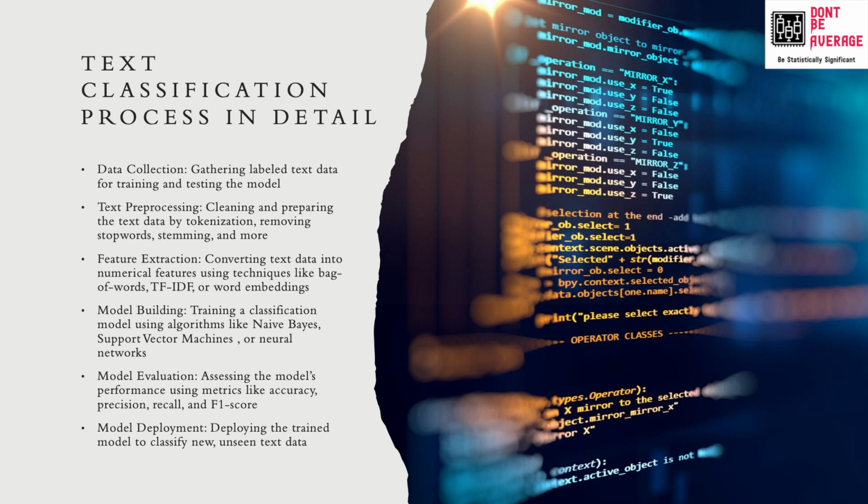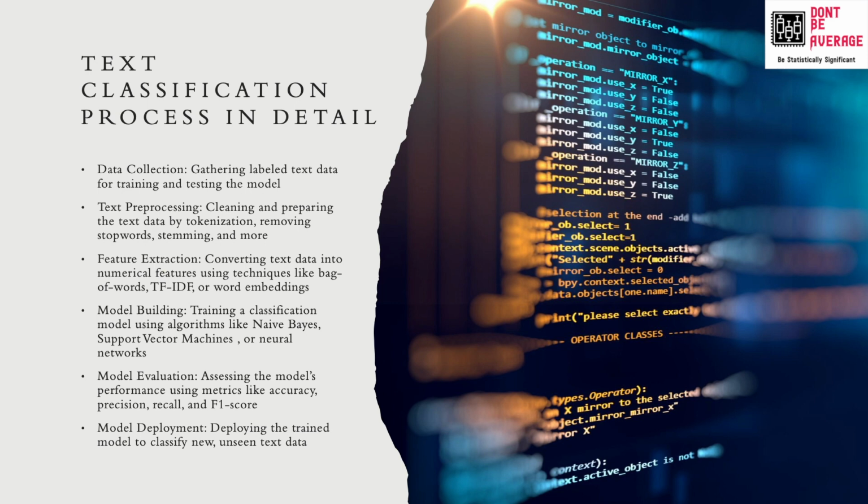The next step is model building. So now that you have the data ready, instead of text, you have numbers now. Then you have to train a classification model using different algorithms. You can choose your algorithm. You can use naive Bayes, you can use support vector machine or neural networks or any other algorithm. Train the model with the labeled data.